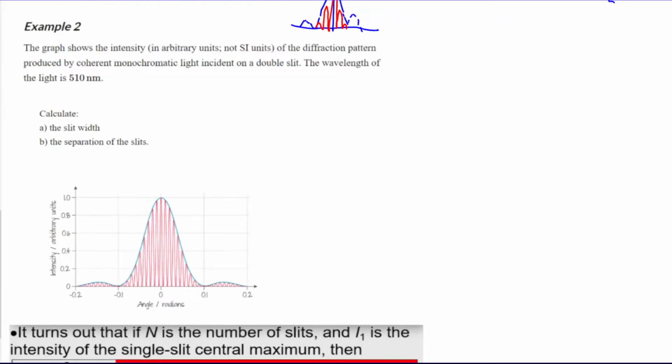The next question, of course, is something like this one. Okay, so double slit. The graph shows the intensity of the light, some unit, doesn't matter. Some diffraction pattern is produced below, and the wavelength of the light is 510 nanometers. What is the slit width, and what is the separation of the slits? I'm not going to go through this question in great detail, but in general, when talking about slit width, you should be using the single slit diffraction formula. Right, you're working with a single slit.